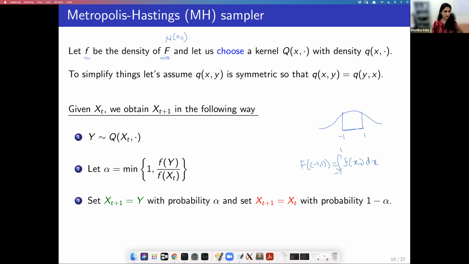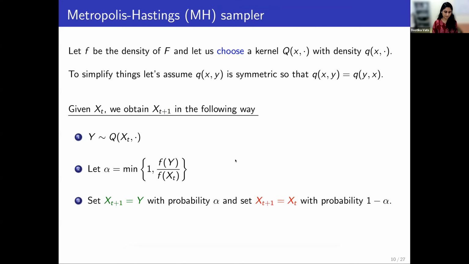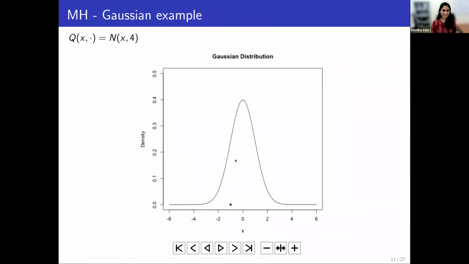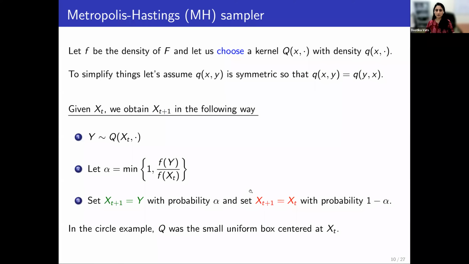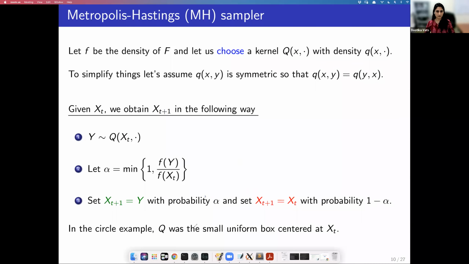Okay. Right. So what is an example of a kernel Q? Great. So let me move this. In the circle example, Q was the small uniform box centered at xt. So notationally speaking, I can annotate: in this example, this was Q. Q was one uniform.